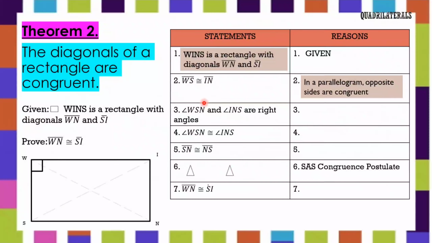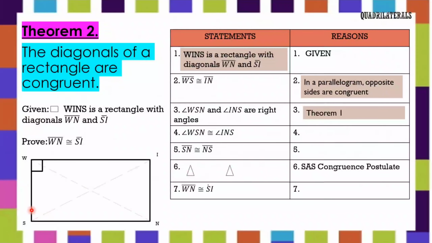Okay? Next, angle WSN. Saan yun? WSN. So, yung angle na to. And angle INS. They are right angles. Okay? For the reason, so theorem number 1, yung pinrove natin kanina, kapag may isang angle na right angle, ibig sabihin lahat yan ay right angle. At dahil nga rectangle yung ating given parallelogram, ibig sabihin lahat yan ay right angle. Kaya itong dalawang to ay right angle.